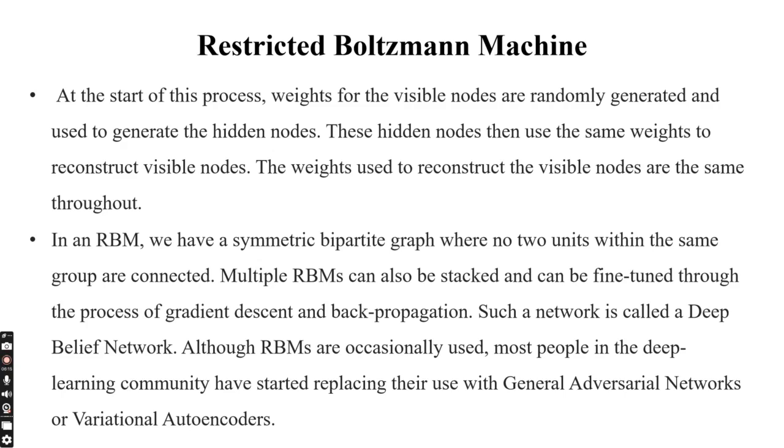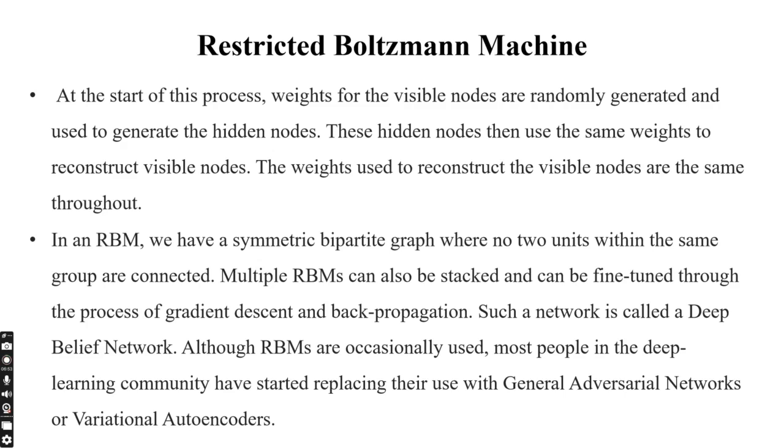Then in RBM, we have a symmetric bipartite graph where no two units within the same group are connected. Multiple RBMs can also be stacked and can be fine-tuned through the process of gradient descent and backpropagation. In normal RBM, they won't use backpropagation or gradient descent, but in multiple RBMs, they can use the backpropagation and gradient descent process for fine-tuning. Such a network is called a deep belief network.